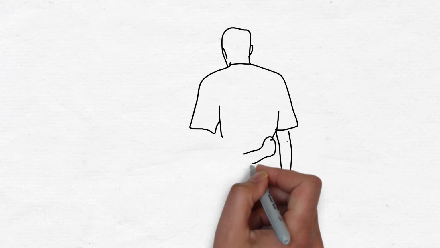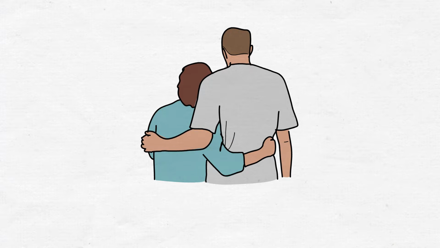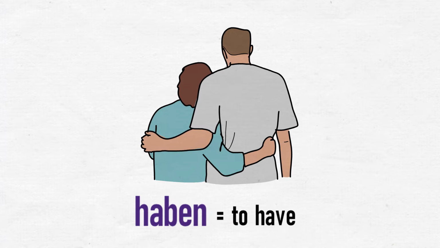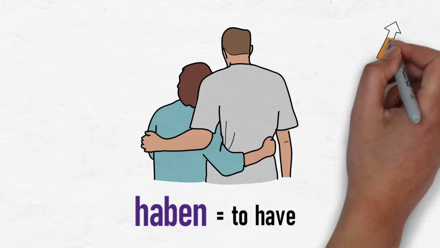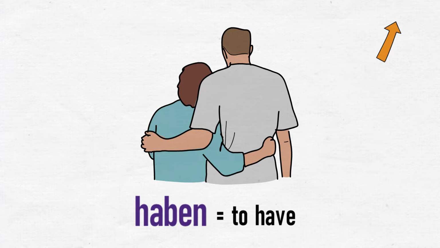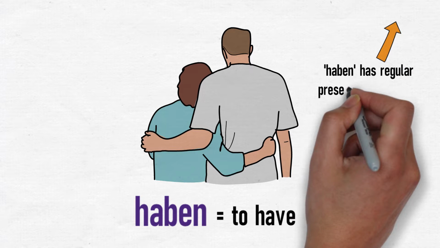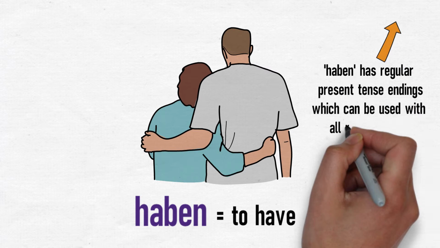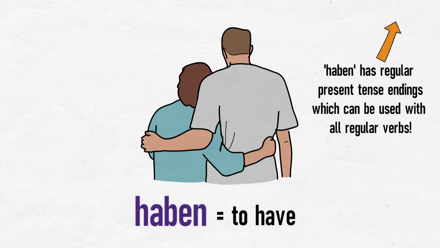If you're watching this video, I hope you've already watched lesson 8 in this series, which introduces the verb haben. If you haven't watched that video and don't have an understanding of how to conjugate and use haben, please click here to do so now. It's important to learn haben off by heart because it's a verb which has regular present tense endings. That means that if you want to conjugate a new verb, and it's what we call regular, which the vast majority of verbs are, it will conjugate in a similar way.